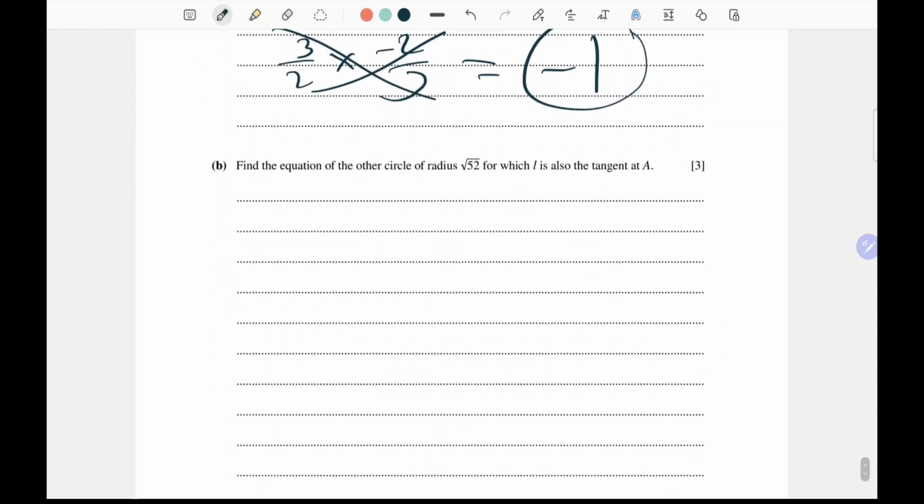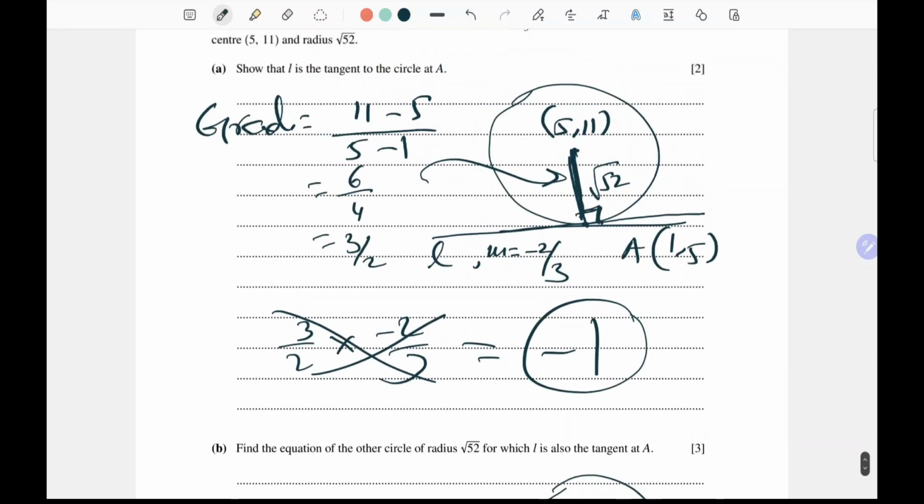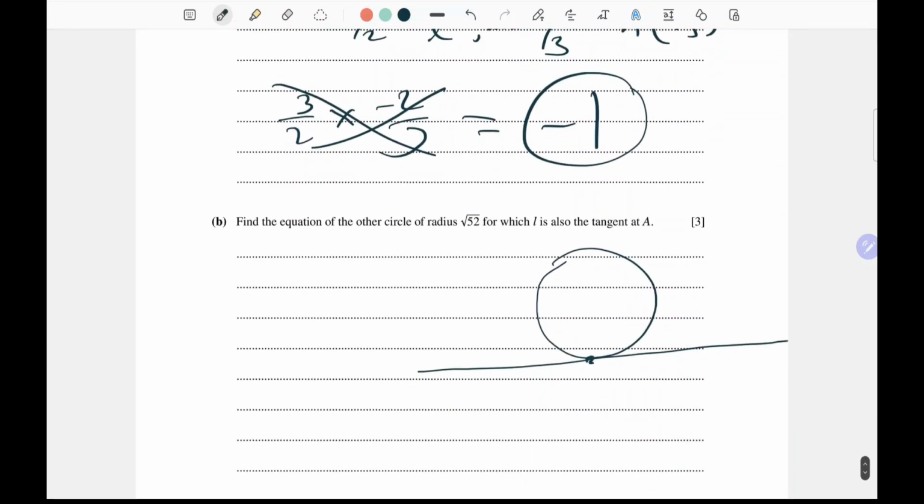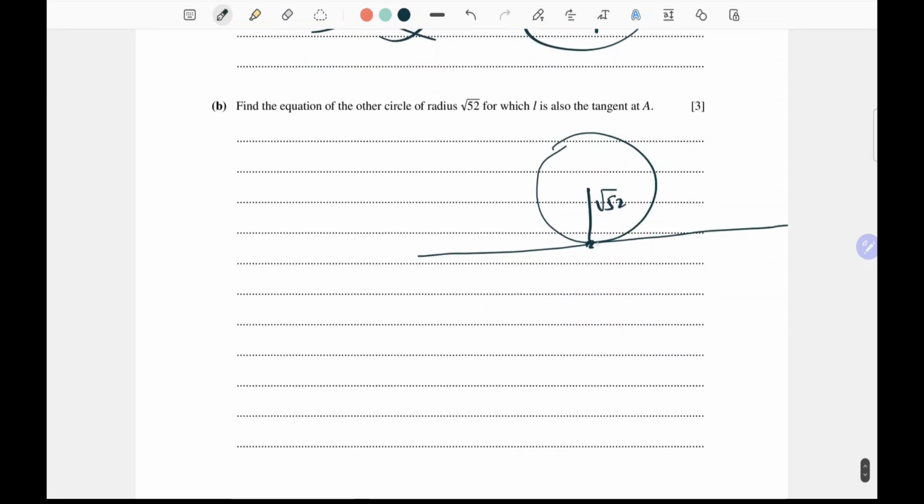Find the equation of other circle of radius √52 for which L is also a tangent at A. Okay, that's great. So guys, this is the tangent, and find the equation of other circle of radius √52. So obviously if this has radius √52, then another circle on top of this line will not be possible. So it will be here somewhere.